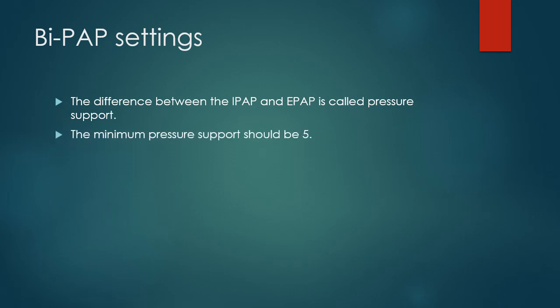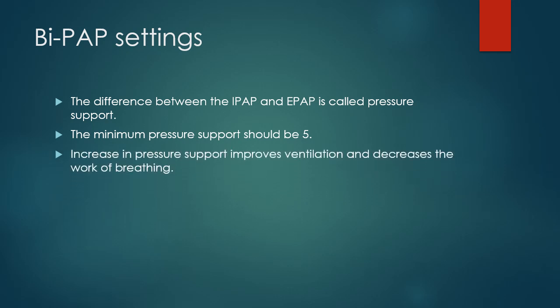The reason why this number should always be minimally 5 is because if you allow the gradient to get closer together, all you're doing is taking away the amount of support that person's getting. So we typically keep that number at least 5. And we'll talk about in the next slide how increasing the difference between those two directly affects the patient. But at the end of the day, your pressure support is what's improving their ventilation and decreasing their work of breathing. So for a patient who is struggling to breathe, you increasing that pressure support is going to hopefully provide more support to their spontaneous breath.